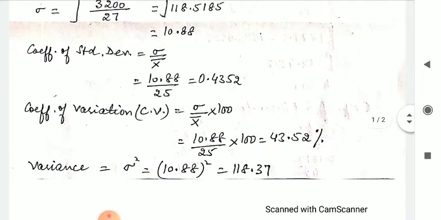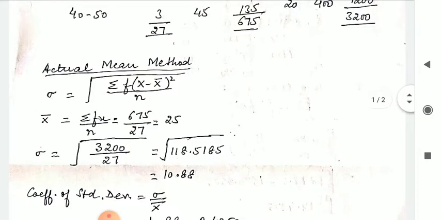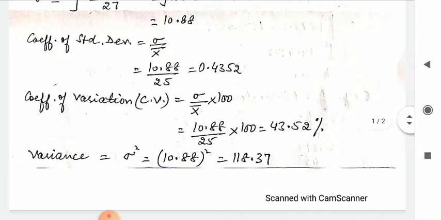Now putting the values in the formula, we get 10.88 over 25 into 100, which is equal to 43.52%. CV, this coefficient of variation, is always in percentages. So we have put the units percentage in the answer. After that, we can also calculate the value of variance. Now what is variance? Variance is equal to standard deviation square. Therefore, this is equal to 10.88 whole square, which comes out to be 118.37. So this entire process was according to actual mean method, and we have calculated standard deviation, coefficient of standard deviation, CV and variance.